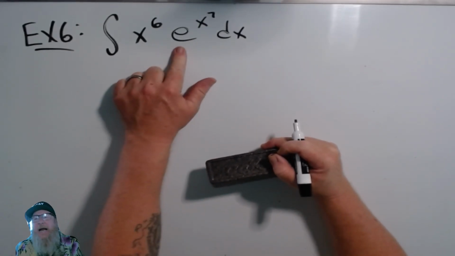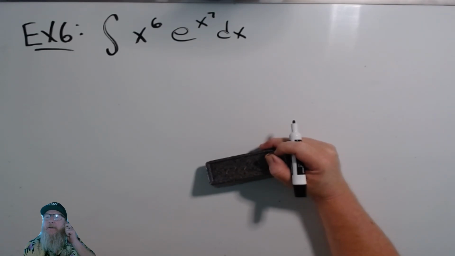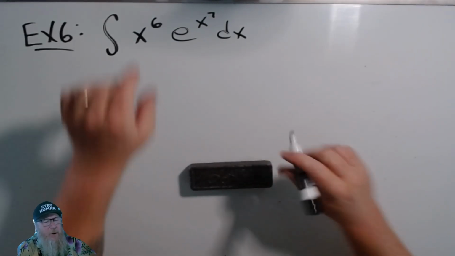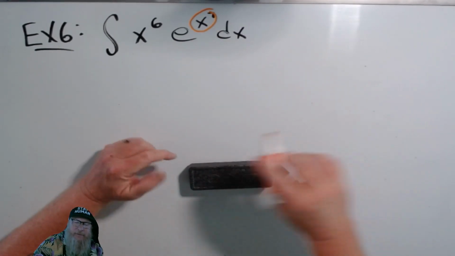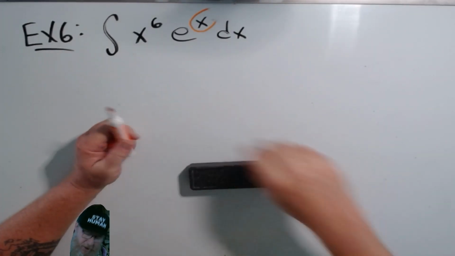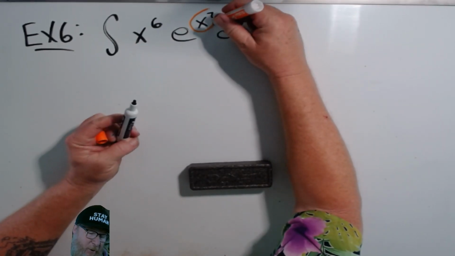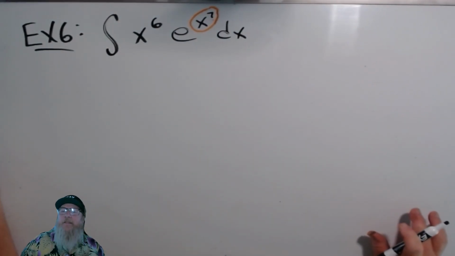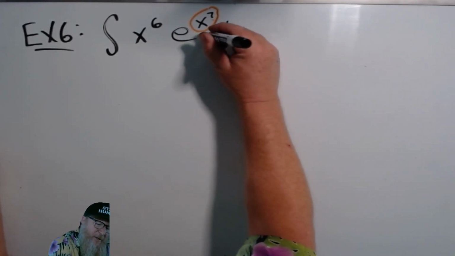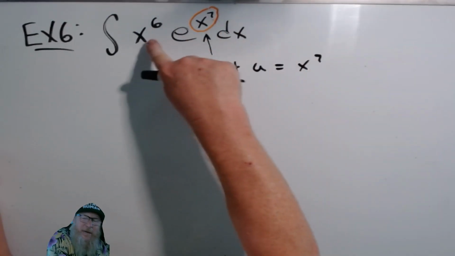All right, let's move on to another type of function that falls into this grouping. Exponential functions, natural exponential functions. The way we work these is we think of the power as being the inside. So the power is x to the 7th. It's a power of a power, like e to the x to the 7th. So that's going to be our u. It should be pretty obvious.